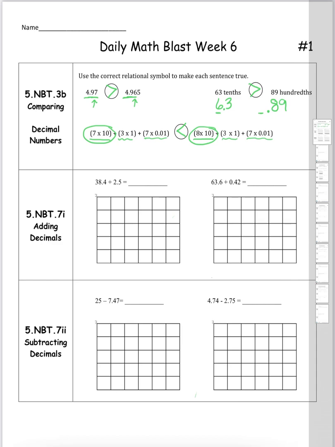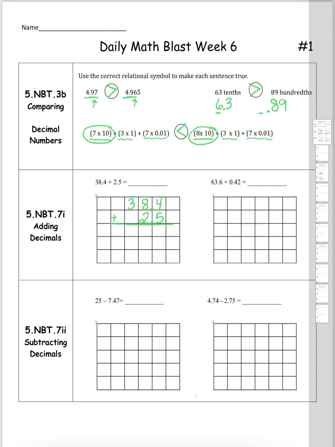Adding decimals. 38 and 4 tenths plus 2 and 5 tenths. It's important that I make sure I add like units. So I'm going to line up my place values here. I have 38 and 4 tenths, and I want to add 2 and 5 tenths. Now note the 2 will not go under the 3 because that 3 in 38 and 4 tenths is a 3 tens. The 2 in 2 and 5 tenths is 2 ones, so it needs to go in the ones column. Now that I have my place values lined up, I can add like units.